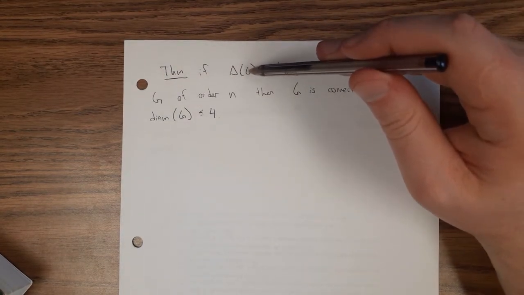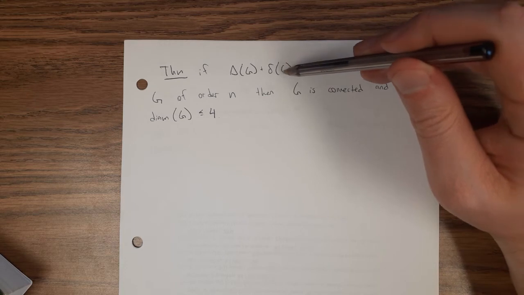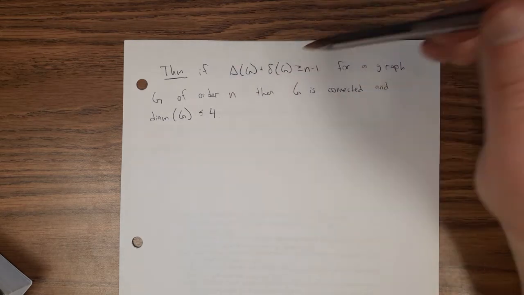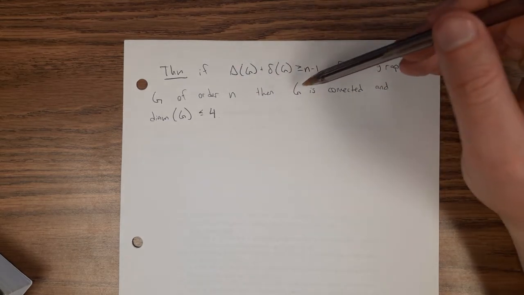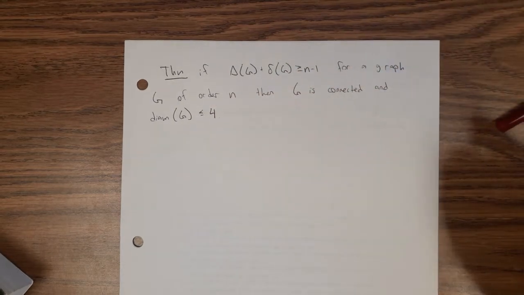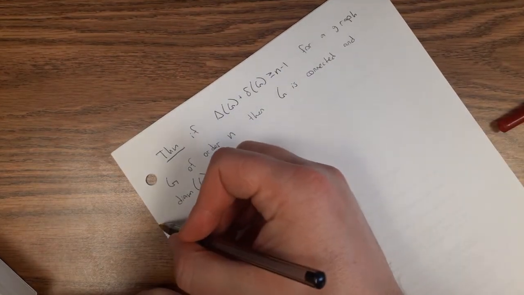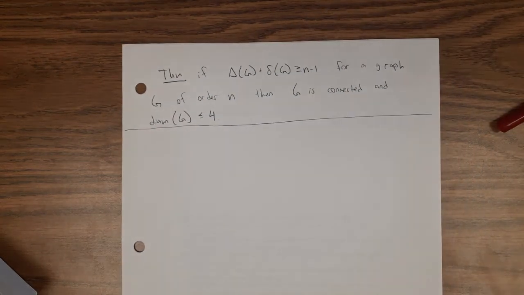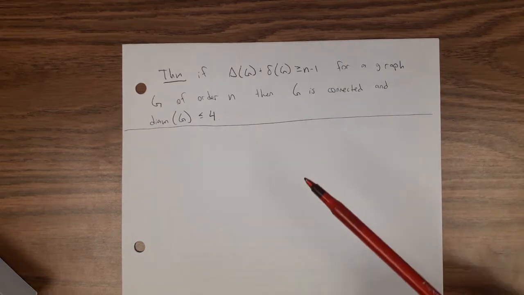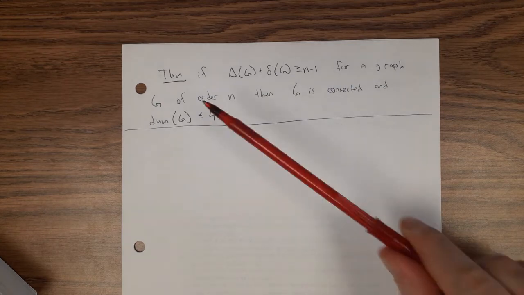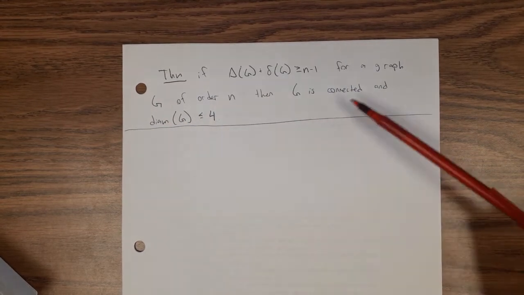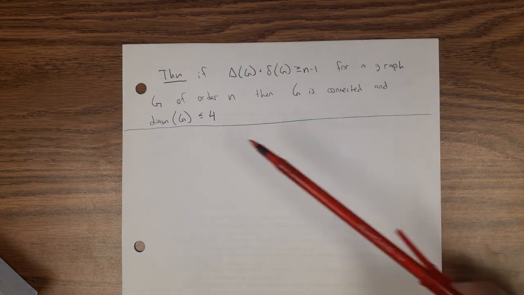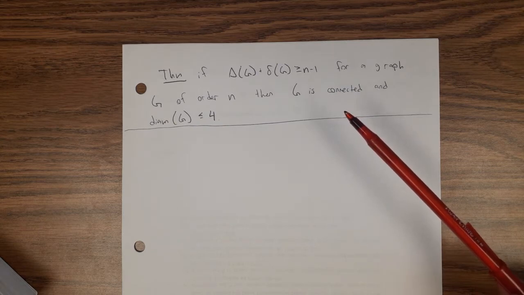Show that if the maximum degree of a graph plus the minimum degree of a graph is greater than or equal to n minus 1, and once again, it's a graph of order n, then G is connected and the diameter is at most 4. Of course, let me say one of the more obvious things about this, which is if we show that the diameter is at most 4, then that automatically means it's connected. So we can just worry about that part.